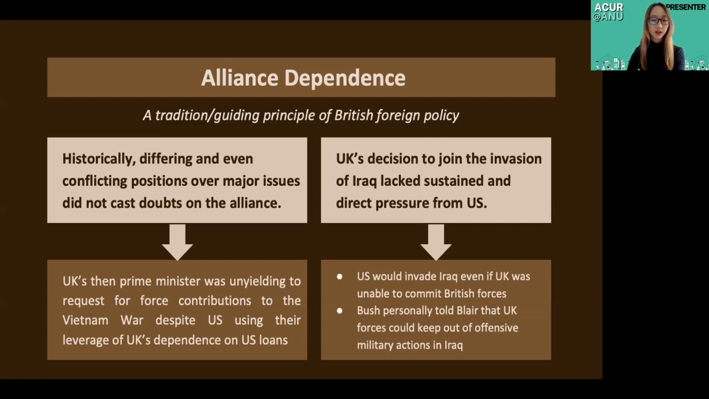The US made clear that they would have invaded Iraq even if the UK was unable to commit forces. Bush had even personally told Blair that UK forces could keep out of offensive military actions in Iraq if public opinion in the UK remained harsh. Therefore, the alliance would likely endure even if the UK did not join the Iraq invasion.